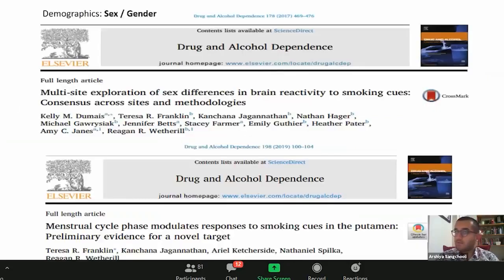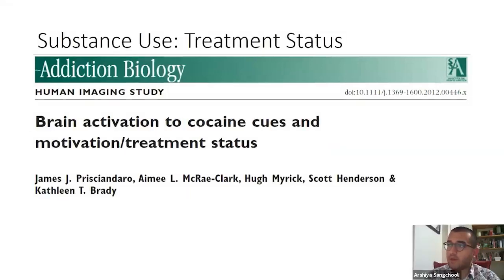The importance of most of these factors is very well investigated in the field. The importance of sex differences and the participant features, even things such as the menstrual cycle in female participants, is very well known. And the importance of treatment status and even motivation of participants and the phase of their, you could say, addiction journey also is very relevant to brain activation patterns observed in FDCR.